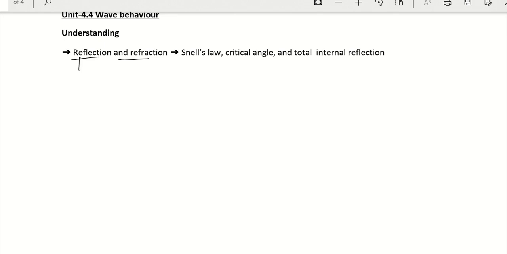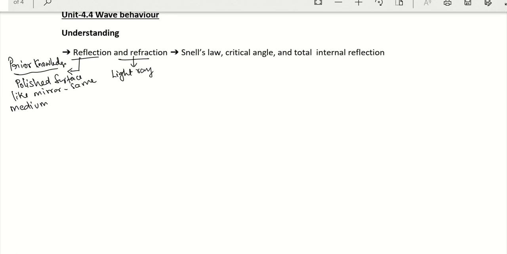If you remember from your prior knowledge, we have seen reflection on polished surfaces like mirrors, and it was about having it in the same medium. But then refraction, we saw a light ray traveling from one medium to another. So we are going to talk more about reflection and refraction a bit longer. We will begin with refraction first.